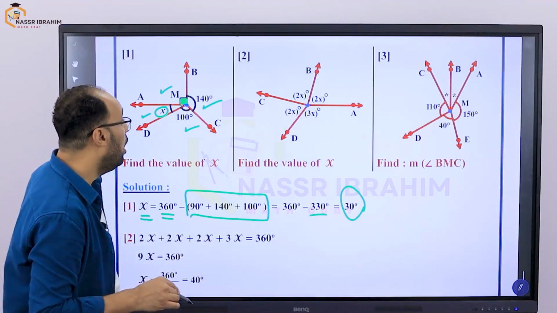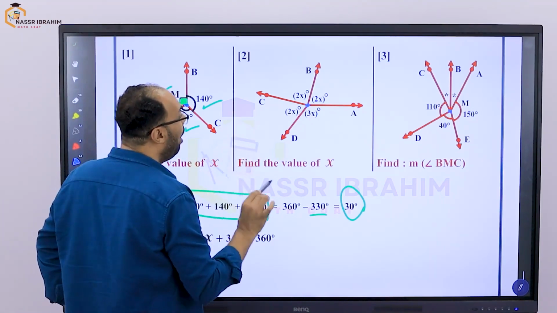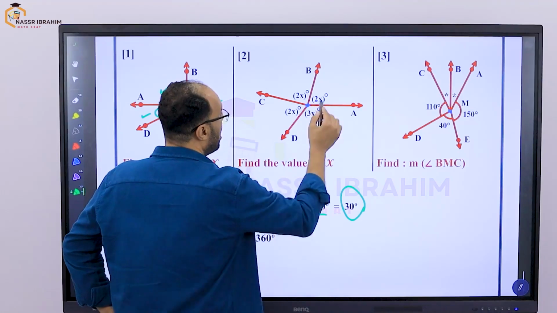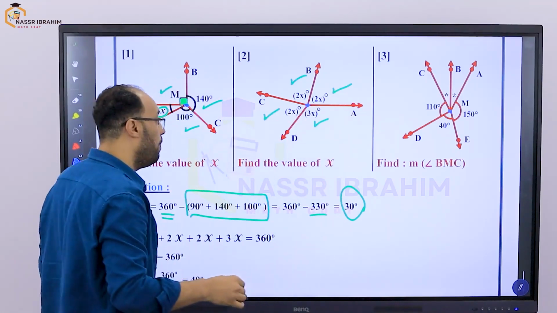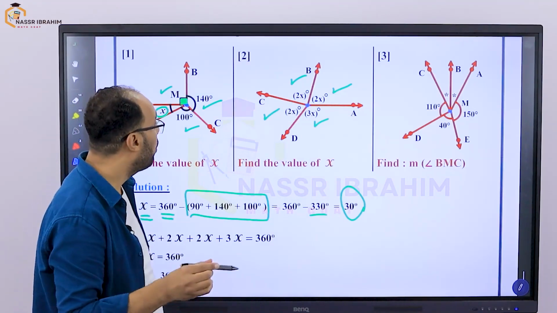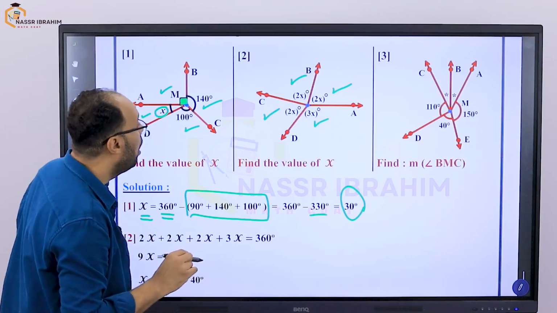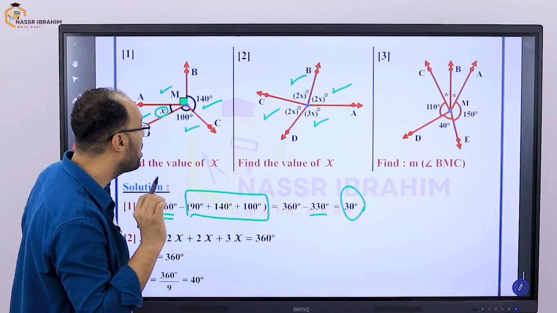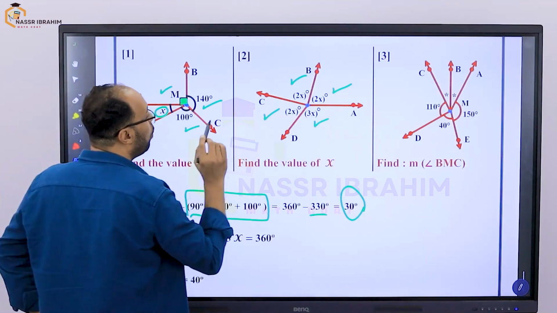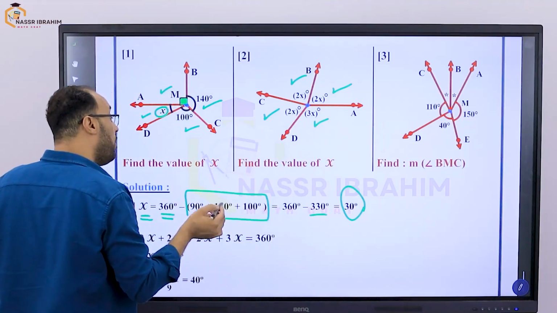The second one, as you see, has no given numbers. We have here the symbol x. This angle is 2x degrees, 2x degrees, 2x degrees, and 3x degrees. So the four angles are in symbol x. What do you think we will do? The first step is that their sum equals 360.